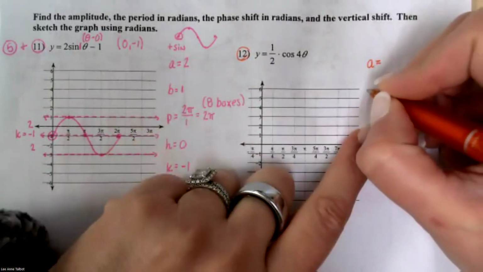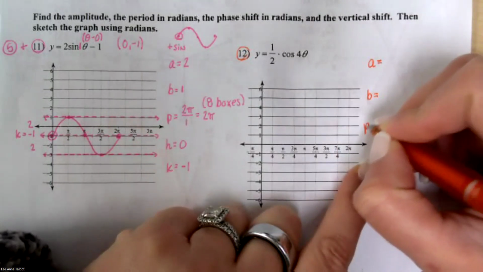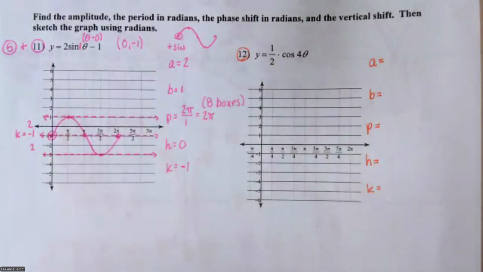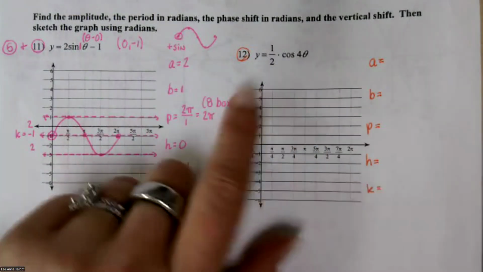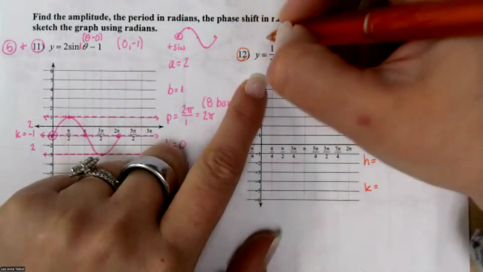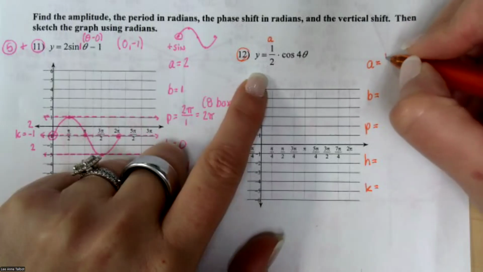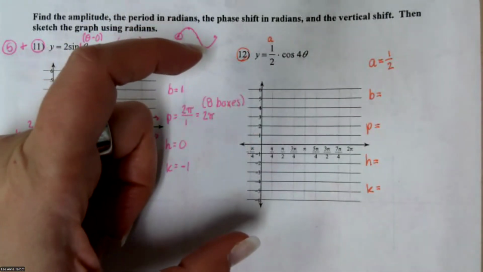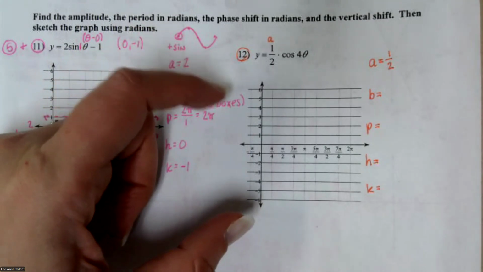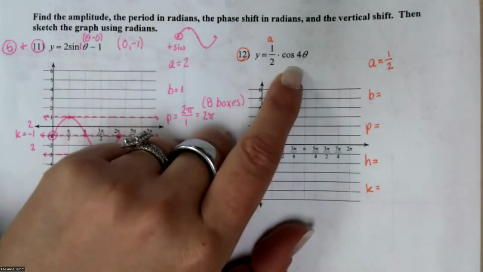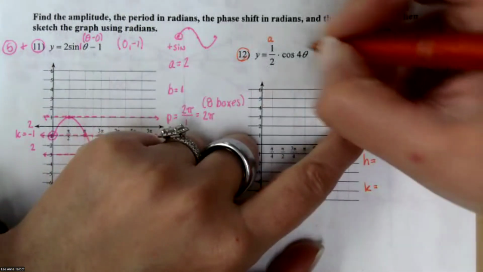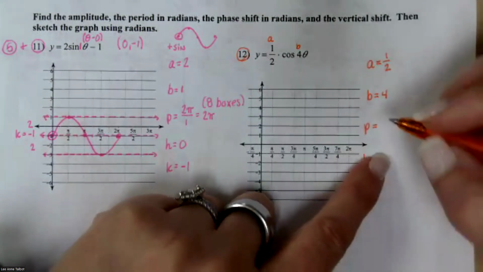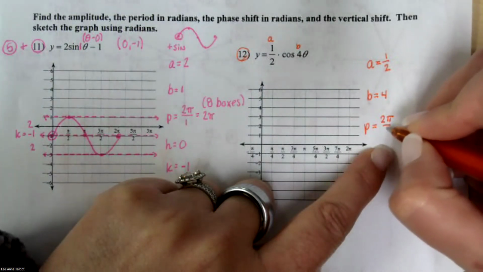So A equals, B equals, P equals, H equals, K equals. Okay. A in this case is 1/2. I have to tell you, I don't love it when A is 1/2. It makes the graph hard to draw. I don't like it. Just my whining for the day. B is 4. Period is 2 pi. What?